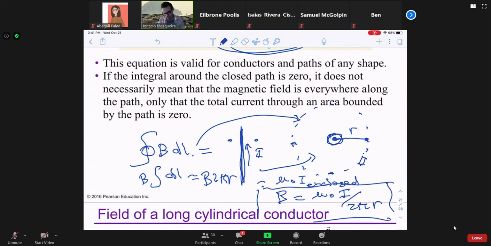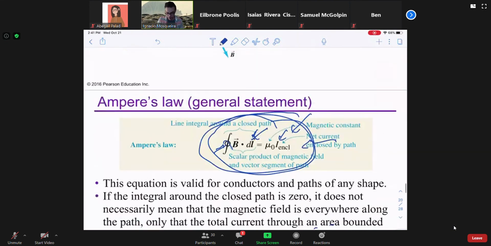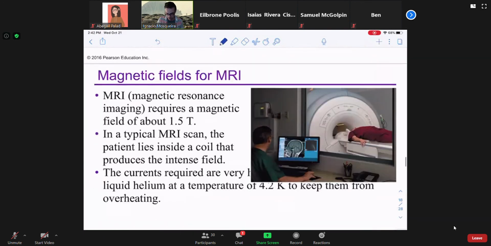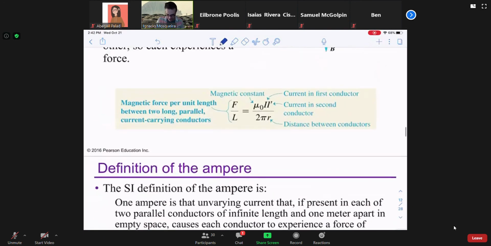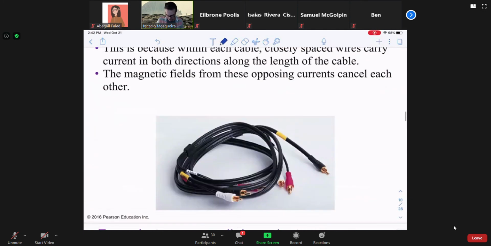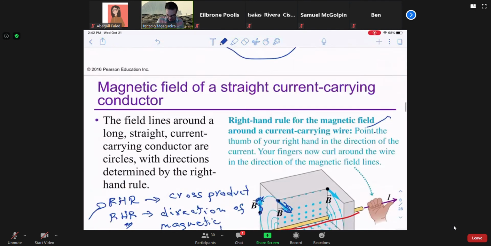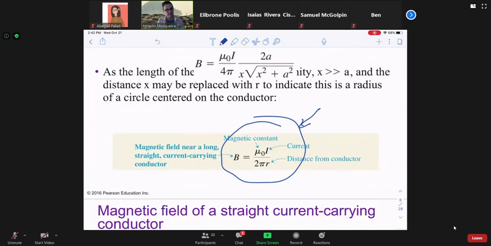That's it. So that is the B field due to that wire. If we go up, let's see if that agrees with what we had before. Way at the top. Where was that? There it is. Mu 0 I over 2 pi r. Okay, so that's the same formula.